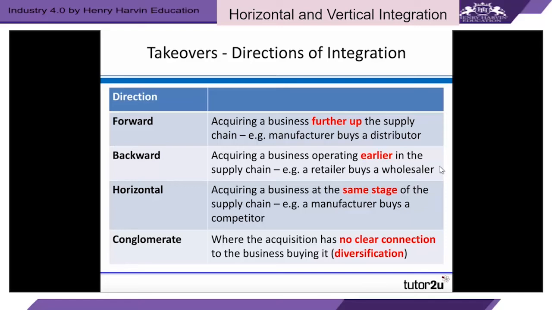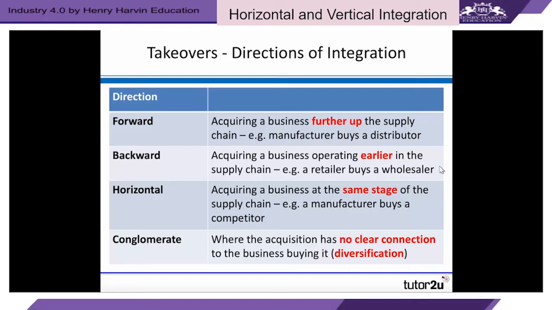And we've mentioned that you can also go from side to side. A horizontal integration strategy involves buying a business that is operating at the same stage of the supply chain. For example, a manufacturer buying another manufacturer, a retailer buying a retailer.